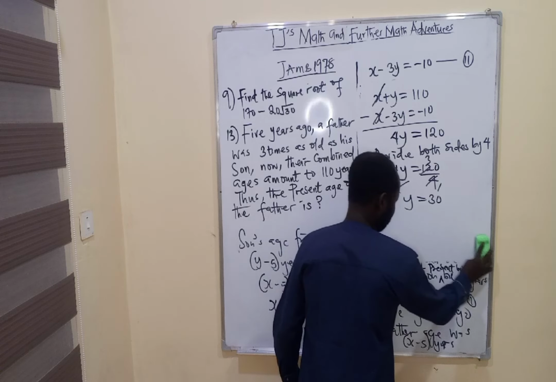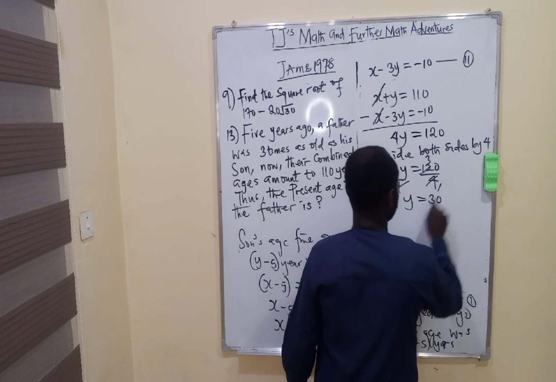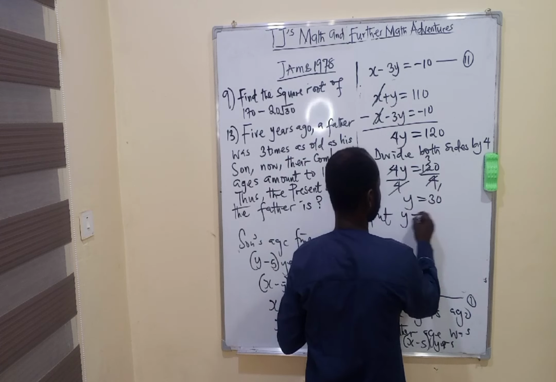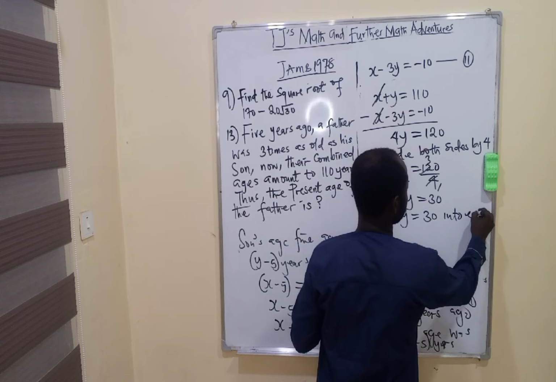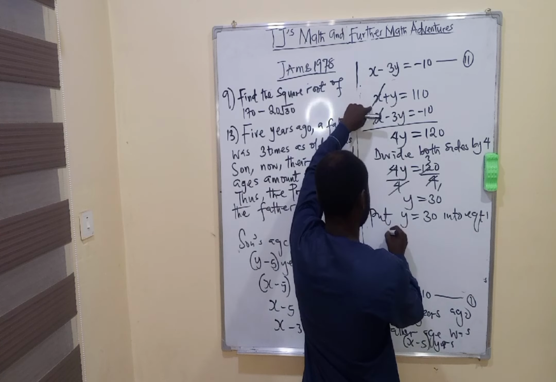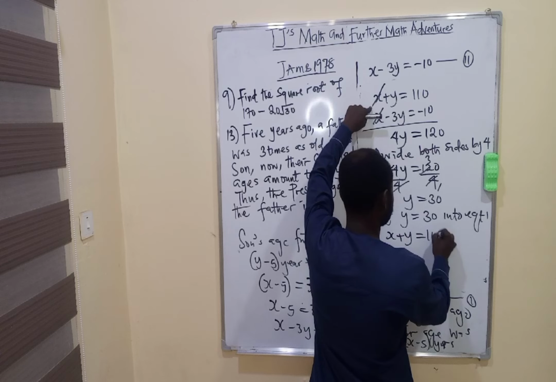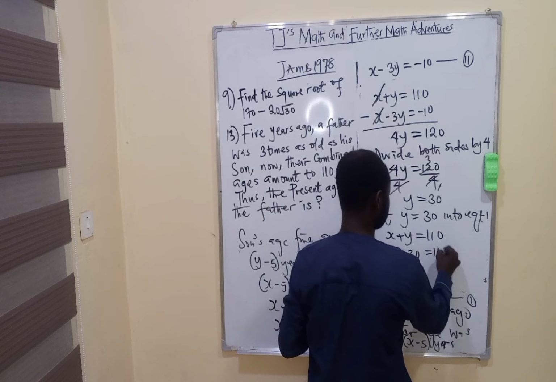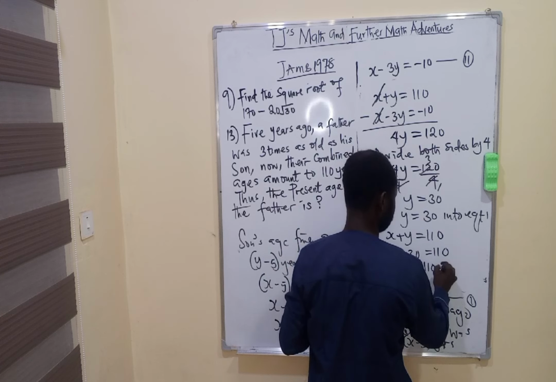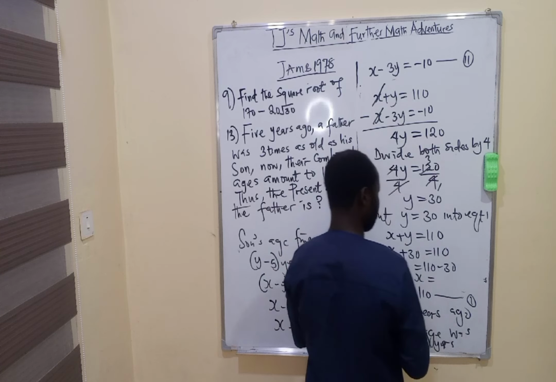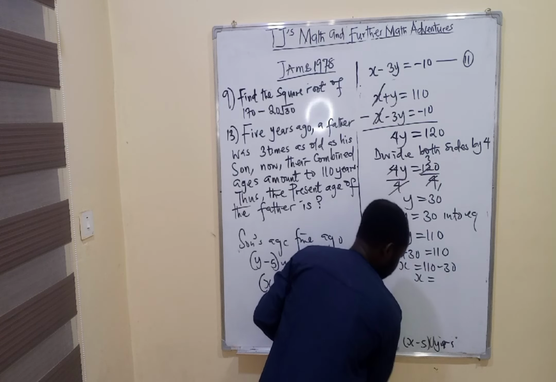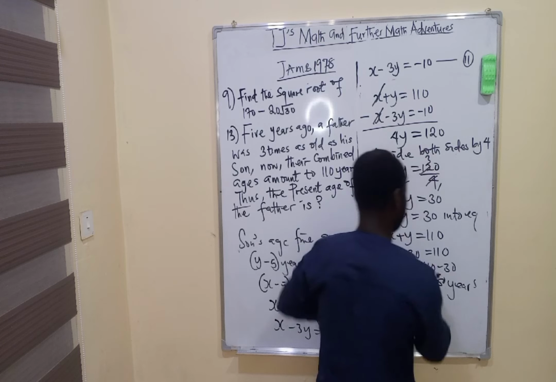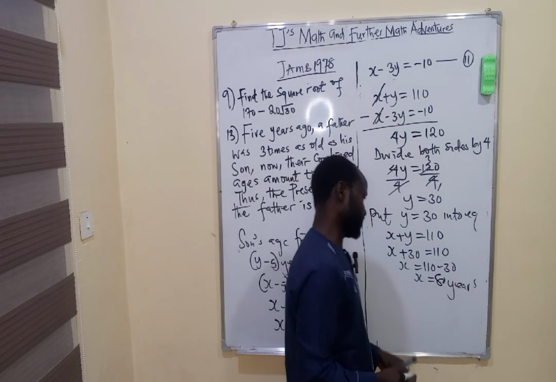But we are looking for the present age of the father now. So to find X, we put Y equals 30 into equation 1. Equation 1 is X plus Y equals 110. Anywhere we see Y, we put 30. This will be X plus 30 equals 110. X will be 110 minus 30. X, which is the present age of the father now, will be 80 years, because 110 minus 30 is 80.